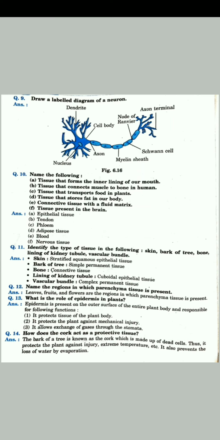And then the last question is, how does the cork act as a protective tissue? The bark of the tree is known as cork, which is made up of dead cells. Thus, it protects the plant against injury, extreme temperature, etc. It also prevents the loss of water by evaporation. So, all these are the questions. I hope that you all understand them.